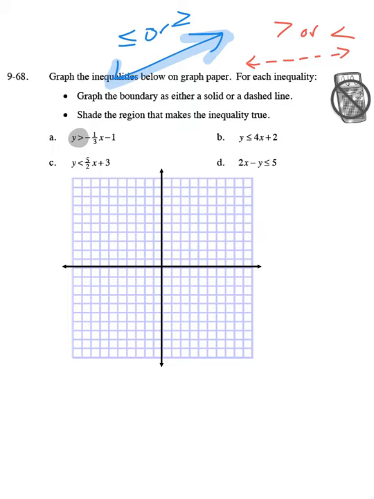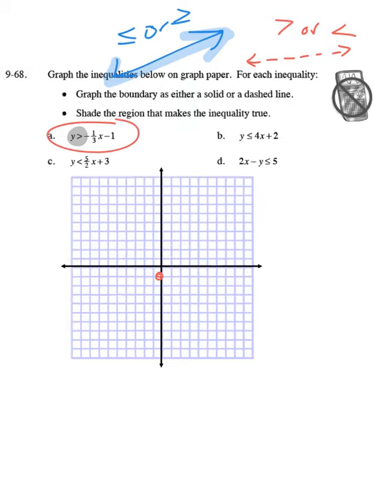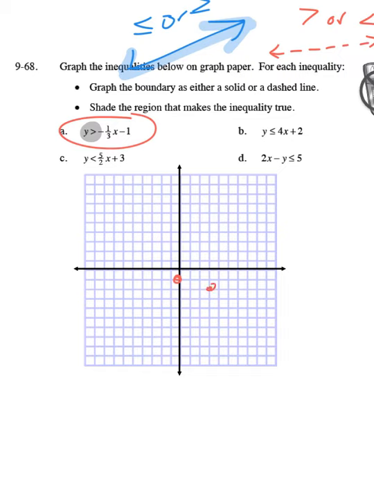So this one starts with a y-intercept at negative 1. And the slope is negative 1/3. So I'm going to go down 1 over 3, down 1 over 3, and reverse the pattern across the graph. And when I connect the dots, because it does not have an equal to, it's strictly greater than, I'm going to make a dashed line across the dots.